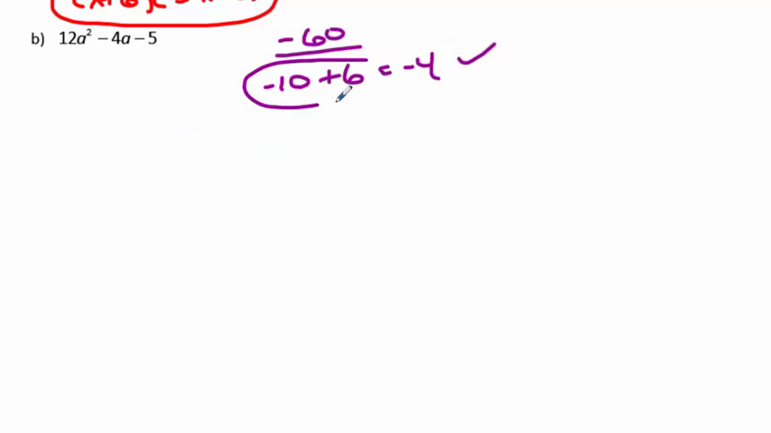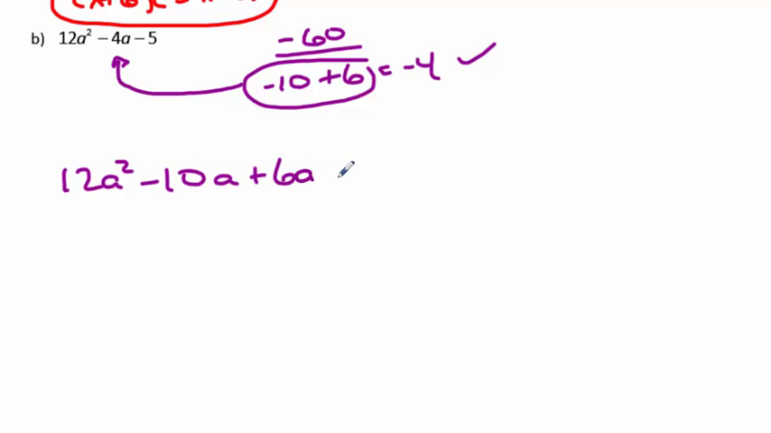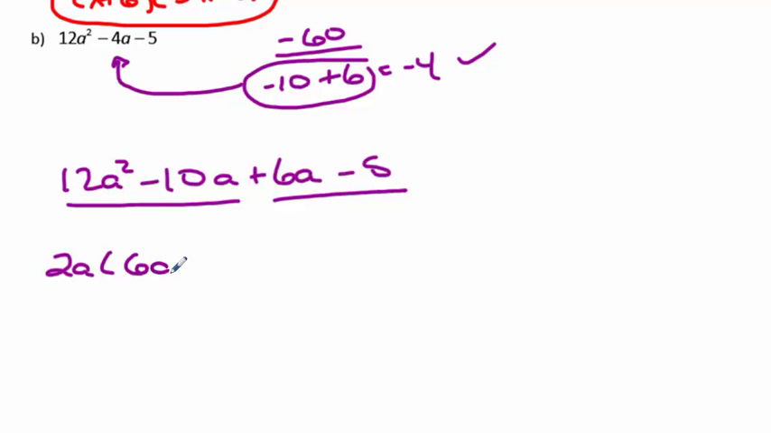Now, the 10 and the 6 right here are what I need to break the negative 4a down into. So we're going to write this as 12a squared, and in place of the negative 4a, we're going to write negative 10a plus 6a minus 5. Now we're going to split into two groups. 12 and 10 can both be divided by 2, and they both have an a. When I divide by 2a, I'm going to get 6a minus 5. 6a minus 5, the second two terms, don't have anything in common, so all I can factor out is 1.